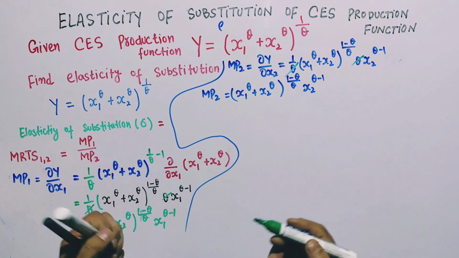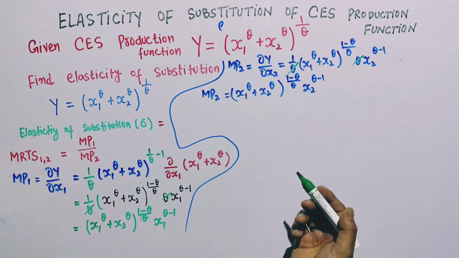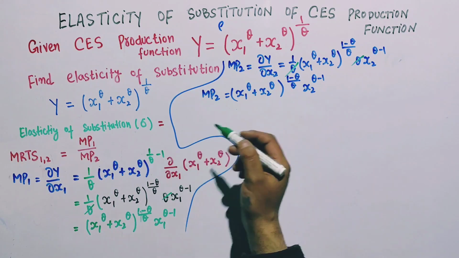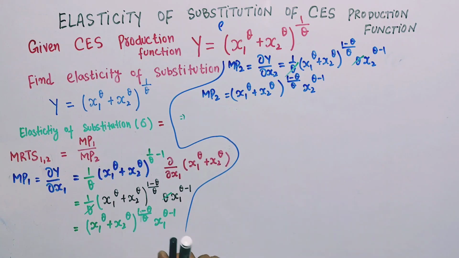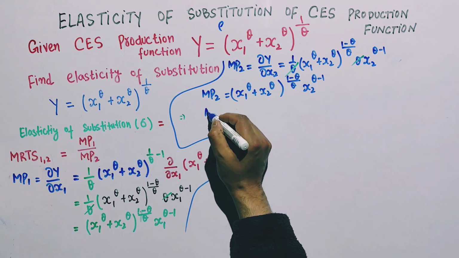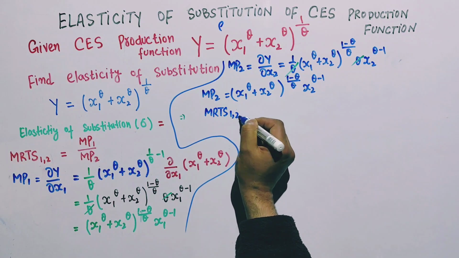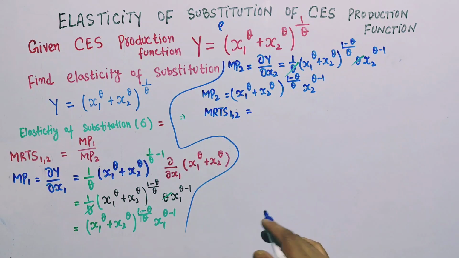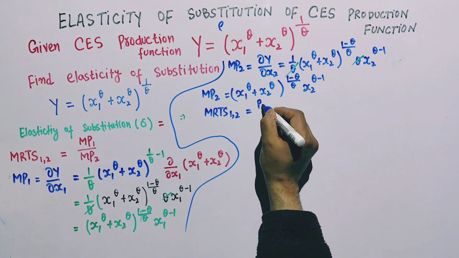Now we know that at the optimum, the first order condition for optimization, which we also call the tangency condition, requires that our marginal rate of technical substitution between input 1 and 2 should be equal to the ratio of the input prices. Let's denote them P1.